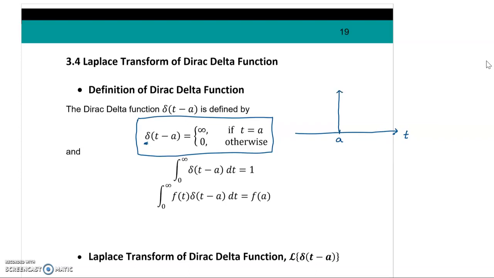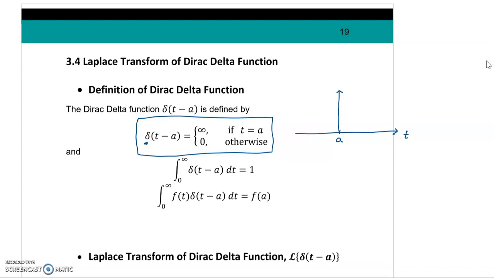You can see in this diagram a very large force acting in an extremely short interval of time. Only at t equals a, the value is infinity. Anywhere else, it is 0. In other subjects, in physics applications, we know this as impulse.